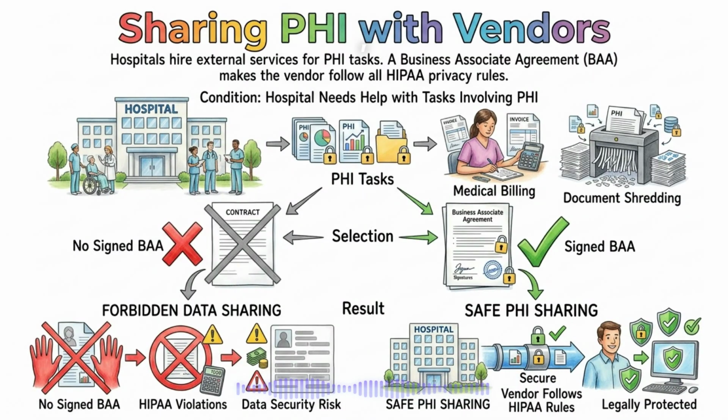When a hospital needs to hire an outside company to help them perform a job that involves accessing PHI, they must use a business associate agreement. A business associate is a person or organization, like a third-party medical billing company or a document shredding service, that performs certain functions on behalf of the hospital. The business associate agreement is a legally binding contract that forces the outside company to follow the exact same strict HIPAA privacy and security rules as the hospital itself. Without this signed contract, the hospital is strictly forbidden from sharing any patient data with the vendor.